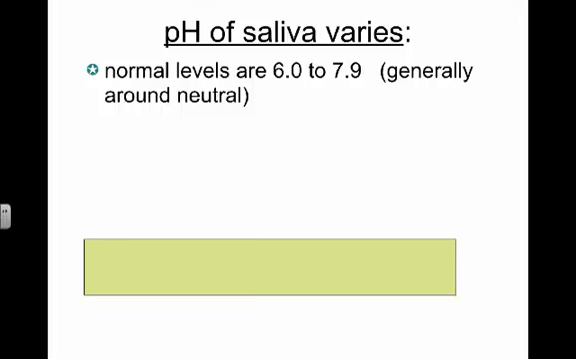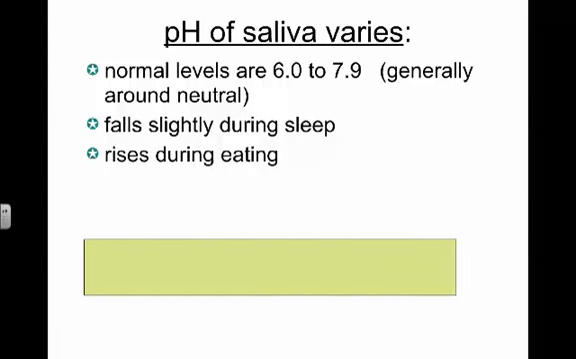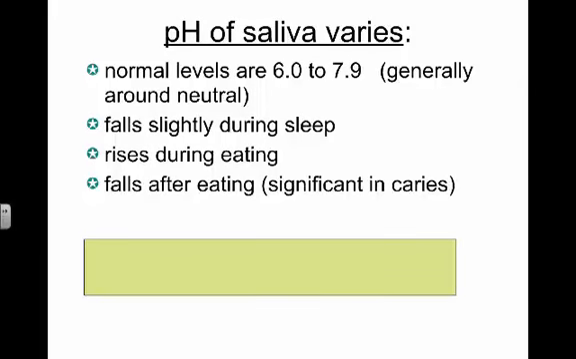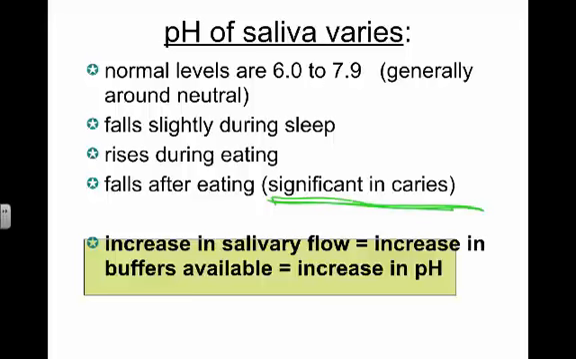The pH of saliva is between 6.0 and 7.9. It's usually around 7 though. It falls during sleep. It rises when you eat, which makes sense. And again, it falls after eating, which is a very significant component of caries formation. So that's something, again, to think about.